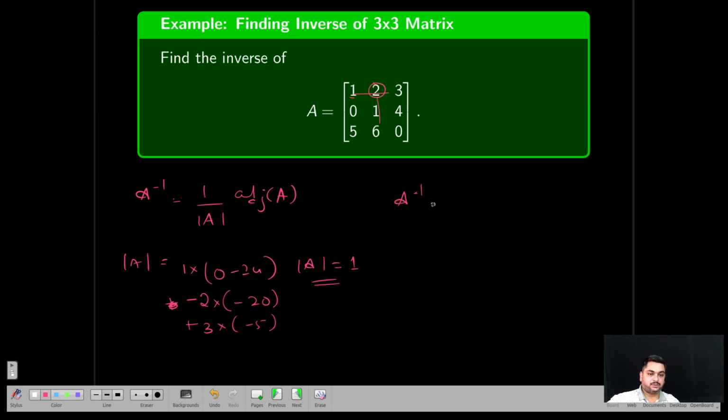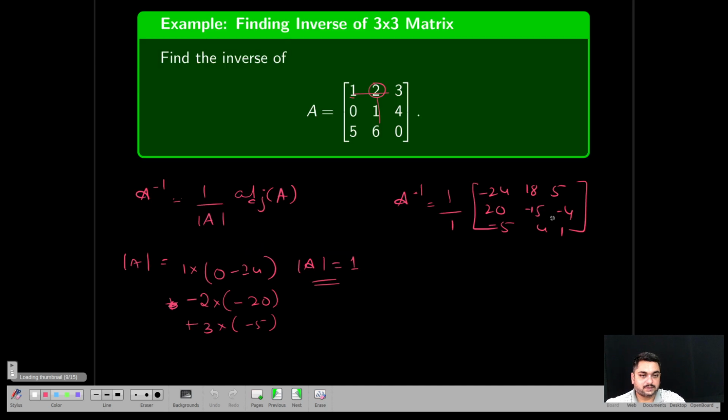We already found the adjoint, so we divide it by 1. Adjoint of A is given as minus 24, 18, 5, 20, minus 15, minus 4, minus 5, 4 and 1. This is how you find the inverse of the matrix.